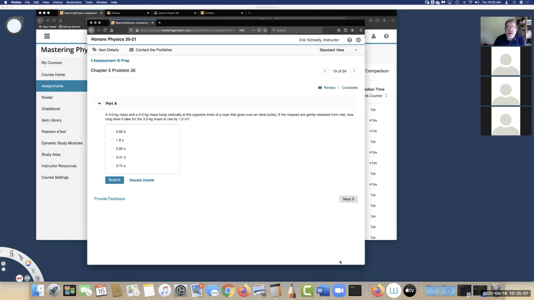So how long does it take the mass to rise by 1 meter? According to kinematics, the time is the square root of 2 times 1, which is 2, divided by the acceleration. What did I just say the acceleration was? 2.45. Right, I calculated the acceleration. I take the square root of that, enter, and I get 0.9. I'm going to select 0.9 as the answer.